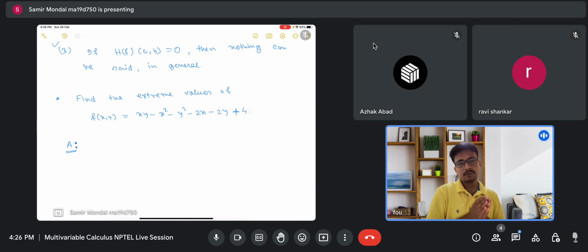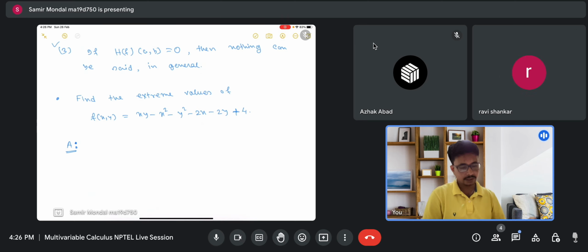For local maxima and local minima, we have to find them for interior points only, because they depend on a neighborhood of that point. For absolute extrema, it may be in the interior, or it may be on the boundary also. If it is in the interior, then definitely it will be equal to some local maxima, from the definition only.